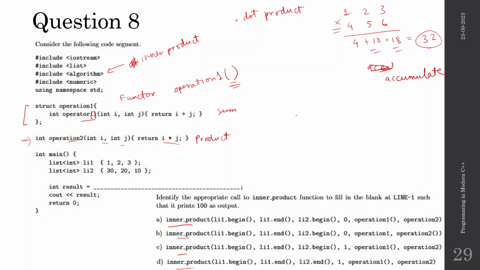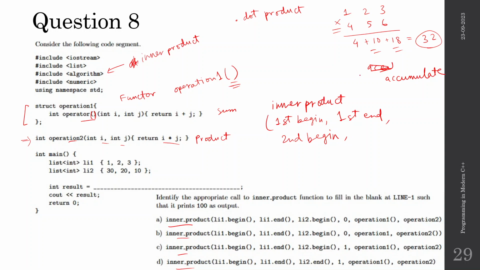Now the inner product. It has the following function signature. The inner product operates on two arrays, right? So first we give the first array's beginning and end, then we have the second array's beginning.